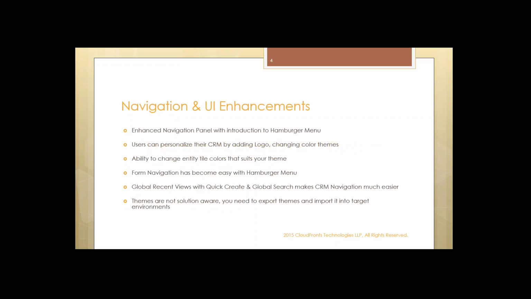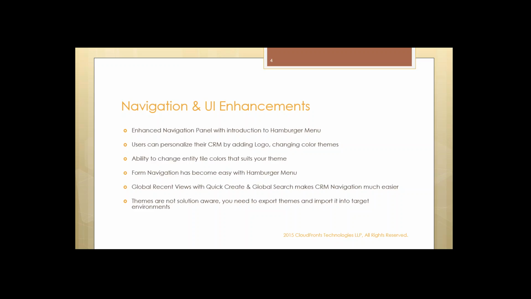In Spring Update, Microsoft has updated the navigation panel with the introduction of the hamburger menu. It helps users navigate the system with less scrolling needed. Now users can personalize their system by adding logos or changing color themes, etc. Also, users are now allowed to change the color of entity tiles shown in the navigation. The hamburger menu now allows users to access the forms in a better way.